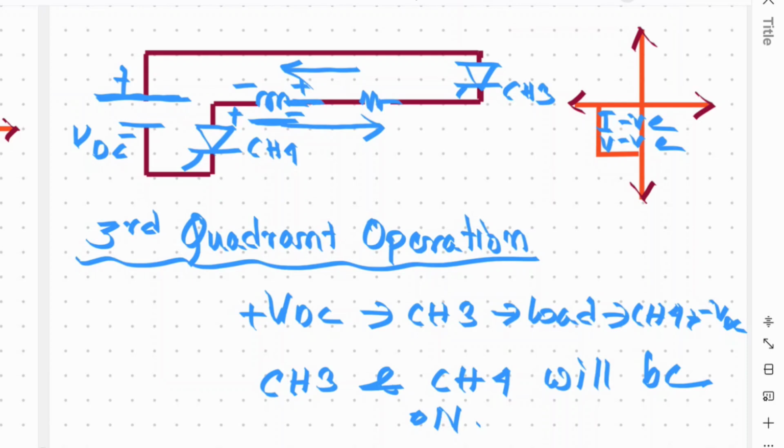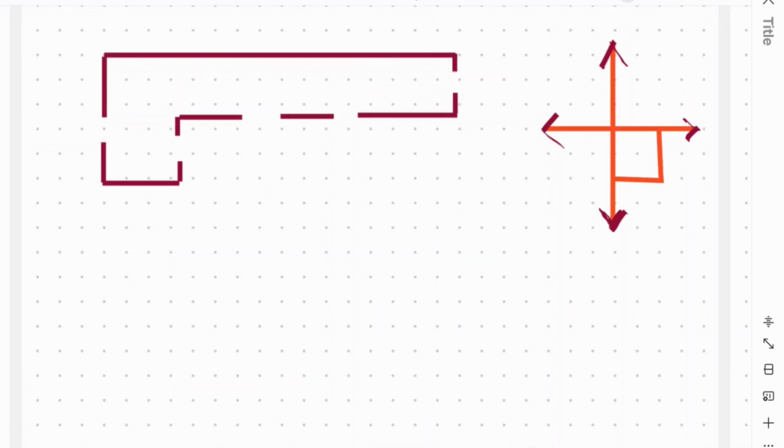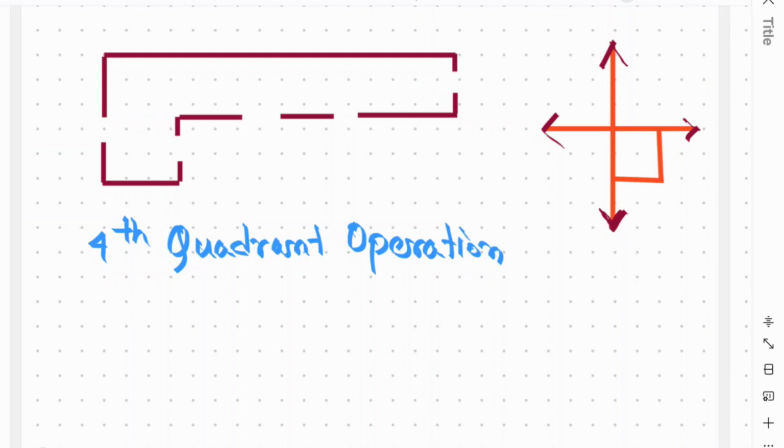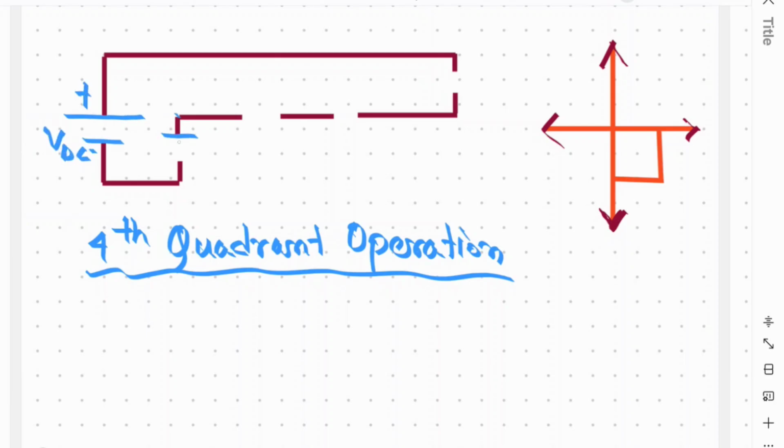Now let's see the fourth quadrant operation of the class E chopper. In this operation, the inductor will discharge through the diodes D3 and D4. So let's draw the circuit. This is VDC, positive, negative. This is the diode D4, the inductor, resistor, and this is the diode D3. So this is the conventional direction of the current flow, I0.